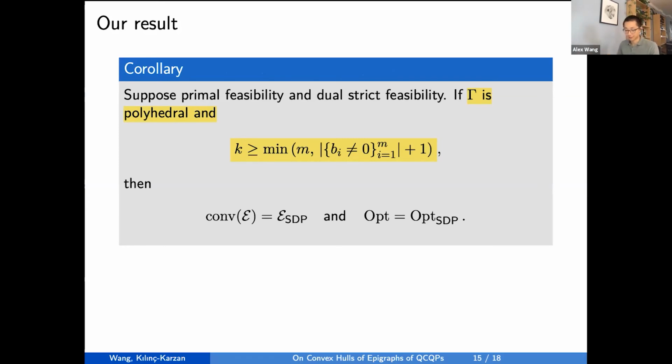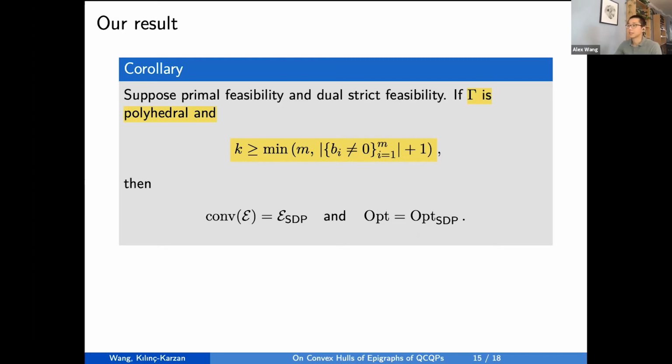First, I do want to say that these are only a corollary of one of our results. I didn't think I would have time to tell you about the full theorem, and if you're interested in the full theorem, you should definitely read the paper. But okay, this corollary says that assuming we have both primal feasibility and dual strict feasibility, if gamma, the set of convex Lagrange multipliers, is polyhedral, and k, the amount of symmetry, is at least the minimum of m, the number of constraints, and the number of non-zero linear forms in your constraints plus 1, then you will get both the convex Hall result and the SDP tightness result simultaneously.